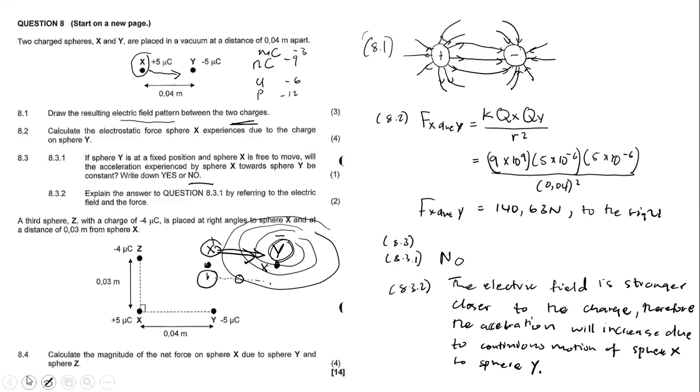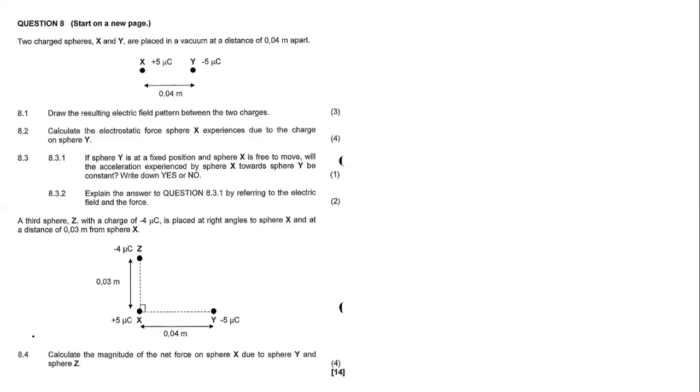Now we move to the last question, which is 8.4. It says a third sphere, called sphere Z, with a charge of -4 microcoulomb, is placed at right angles to sphere X and at a distance of 0.03 meters from sphere X, like we see here on this diagram.